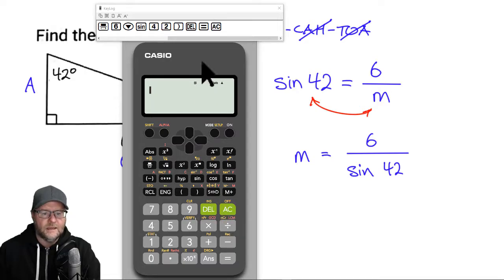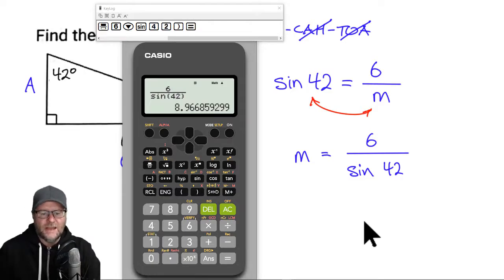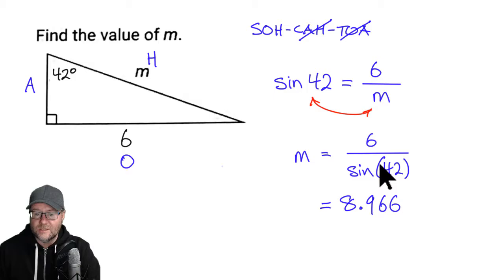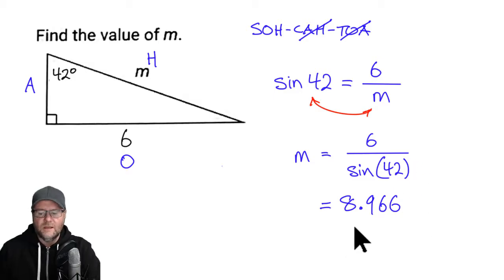So let's clear all that, just showing you why it's important to do that. I had a fraction, I had 6 on the top, down cursor, sine 42, close the bracket, and then hit equals, and I get an answer of 8.96. Okay, and I've just put some brackets there because your calculator is going to do it, so make sure you close the bracket. I'm going to round that off to 1 decimal place.